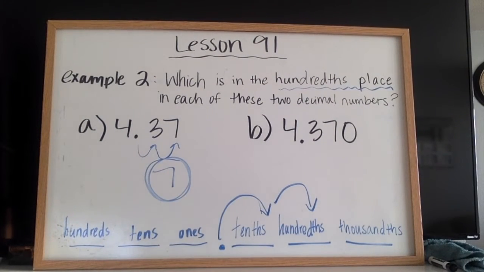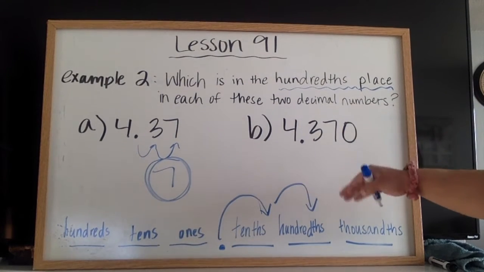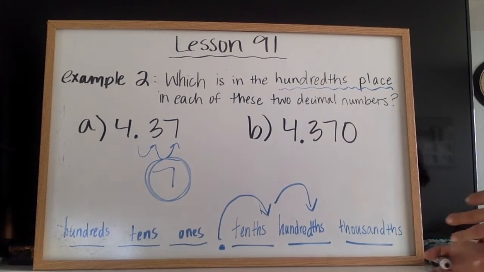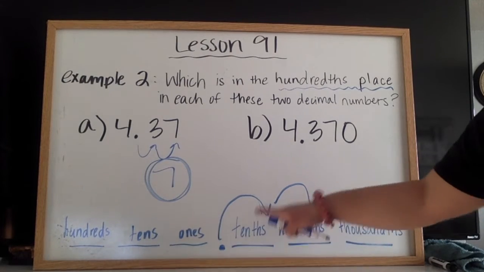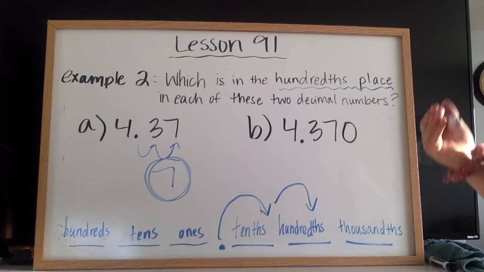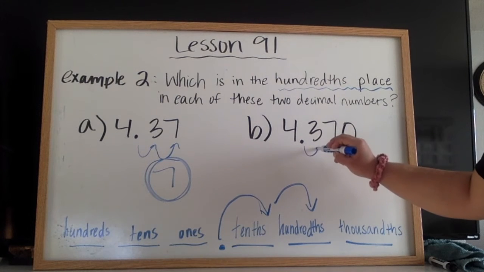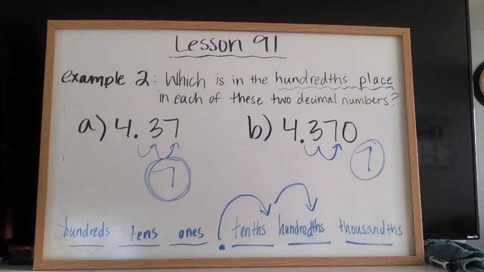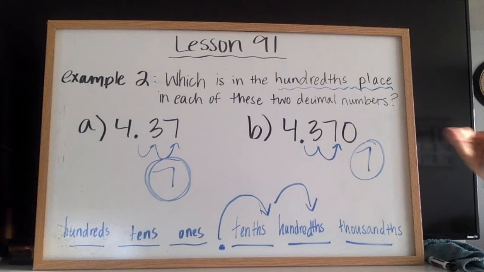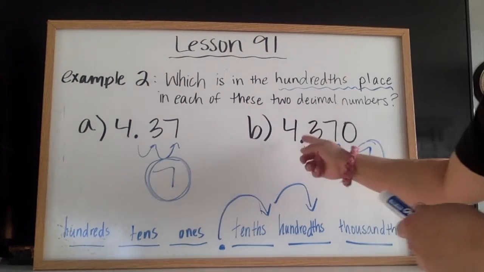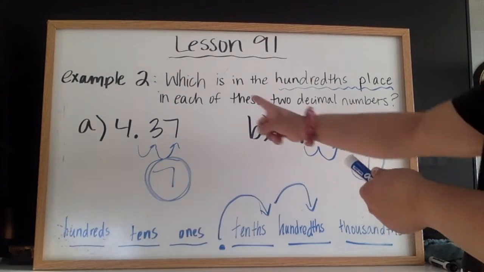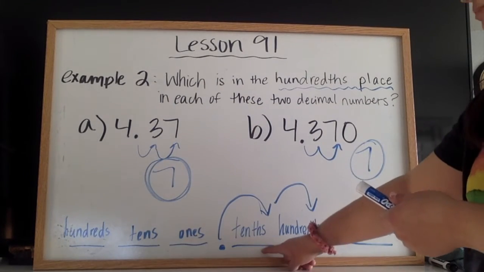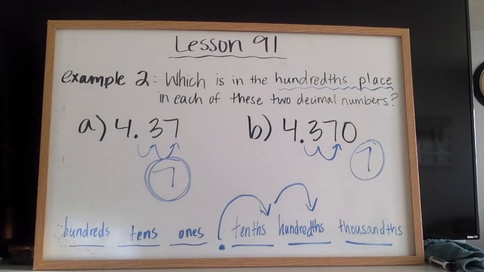Now letter B, we have 4.370. Okay, so just like before, the hundredths place was 2 to the right of the decimal. So I'm going to go 2 to the right of the decimal here. 1, 2, which is also the 7. And what I noticed about A and B is that these digits hold the same exact place. So the 4s are both in the ones place. The 3s are both in the tenths place, and the 7s are both in the hundredths place.